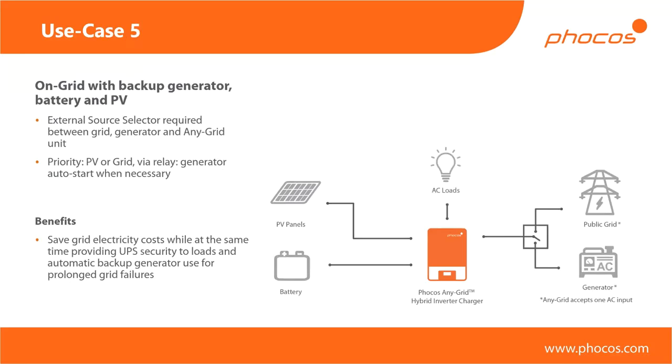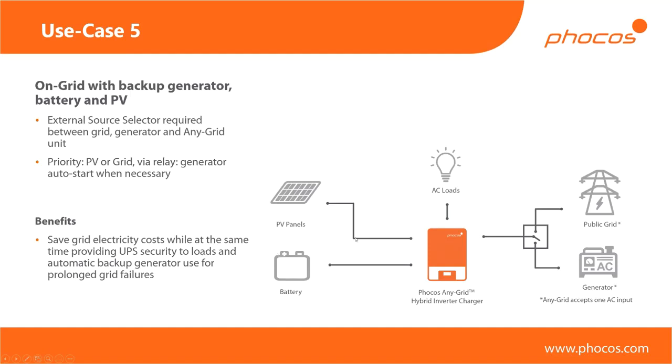And then finally, use case number 5. Which is again on-grid, and this time with a backup generator. So this is like your maximum system in a sense, at least when you're using a single inverter. So in this case, you would require an external energy source selector, as I've described earlier, which is the part right here. Because we have a single AC input, we need to have some way of isolating multiple AC sources from each other. But again, the AnyGrid takes the guesswork out of quick switching, out of synchronization, etc.